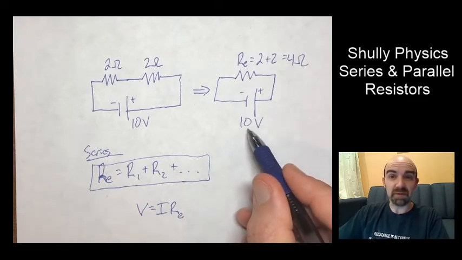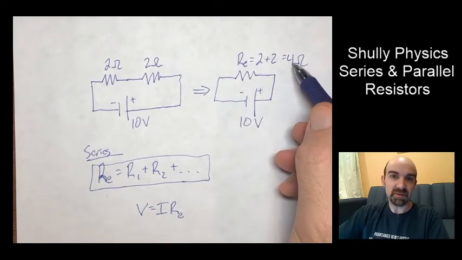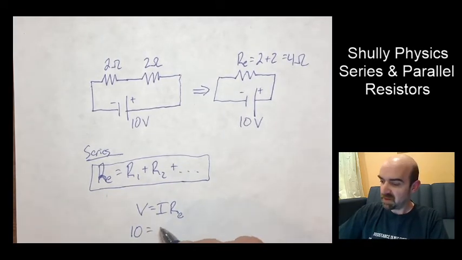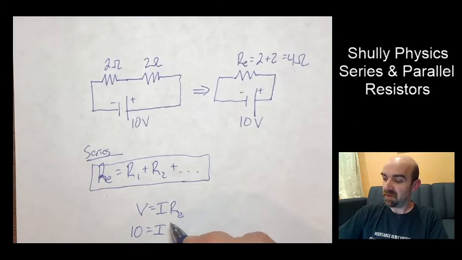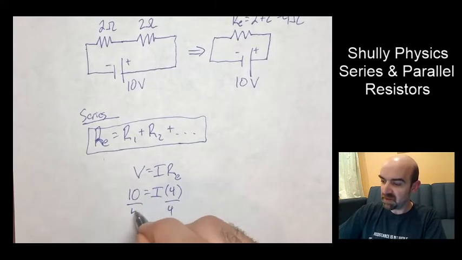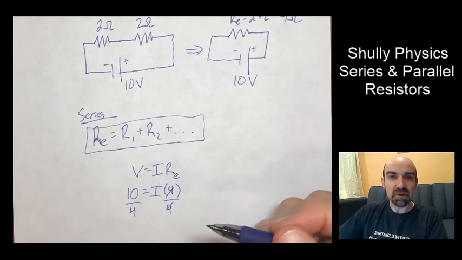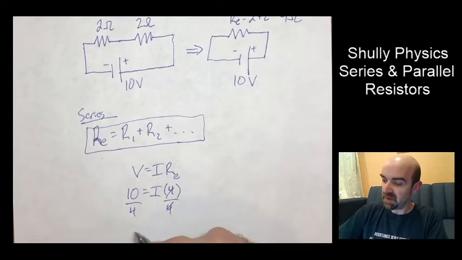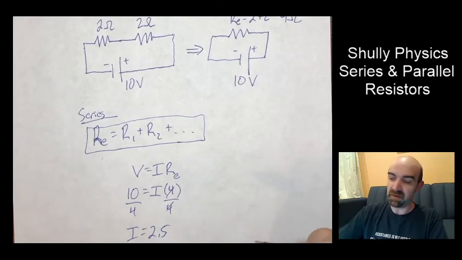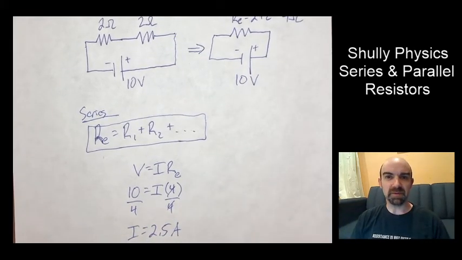So if I've got 10 volts plugged into an equivalent resistance of 4 ohms, I'd plug in 10 for V. What is I? That's our unknown, and 4 right there. So do a little algebra, divide both sides by 4. 10 fourths is 5 halves, or 2.5. So I would be 2.5. 2.5 what? The current is in amperes. Okay. So that takes you through just a very simple scenario with series resistors.